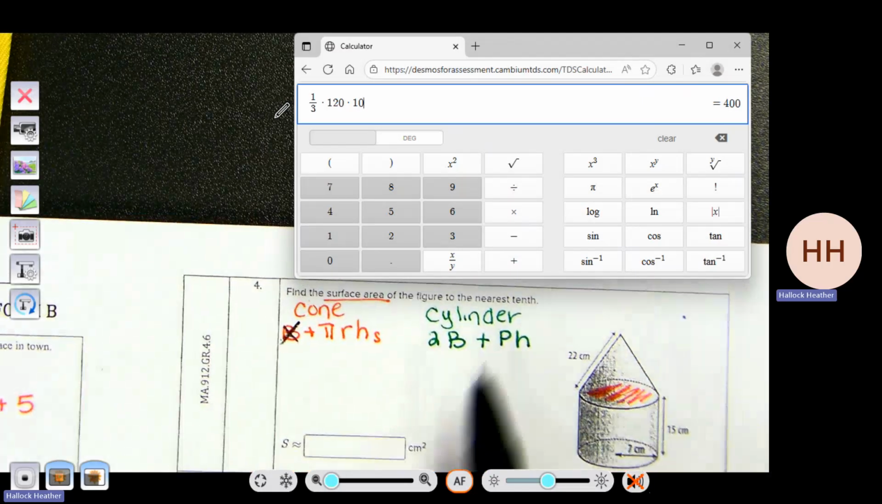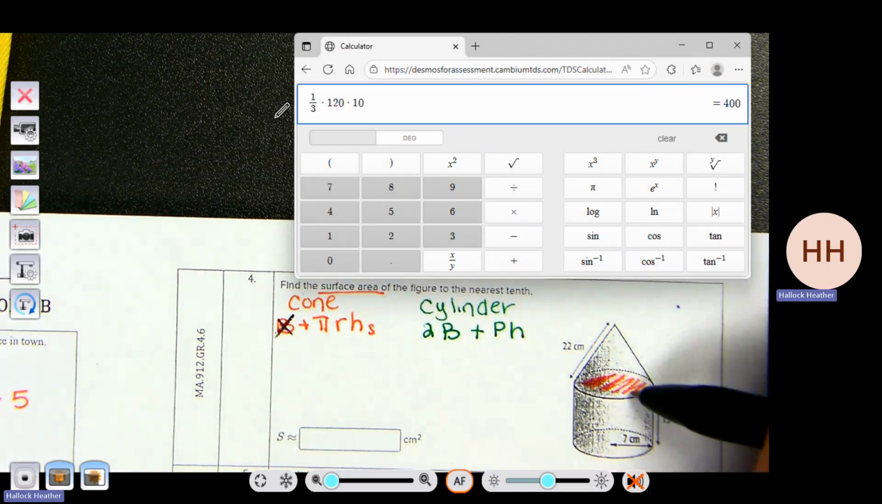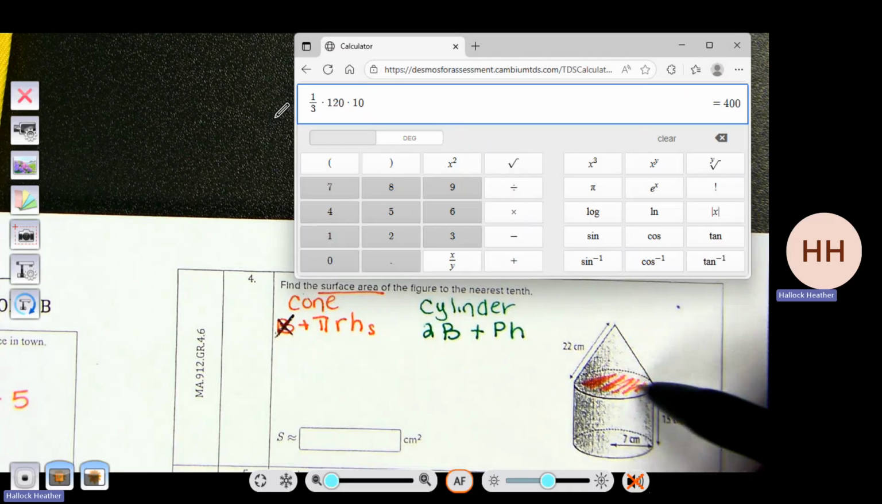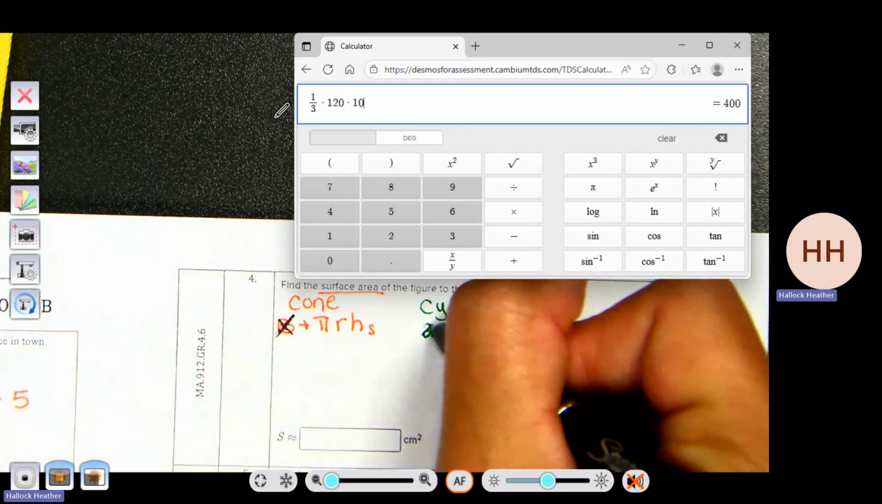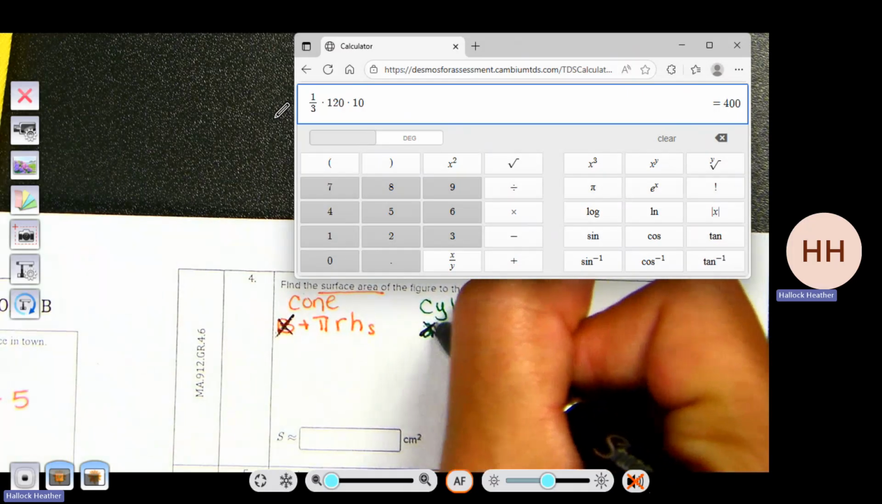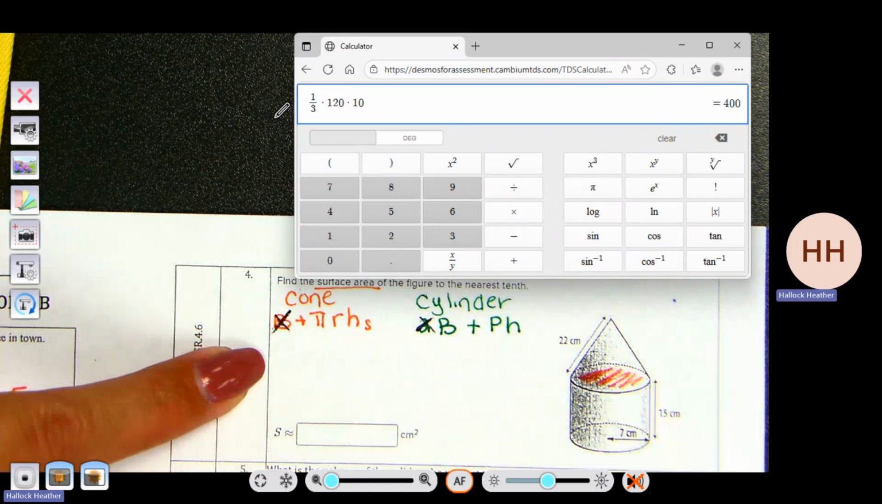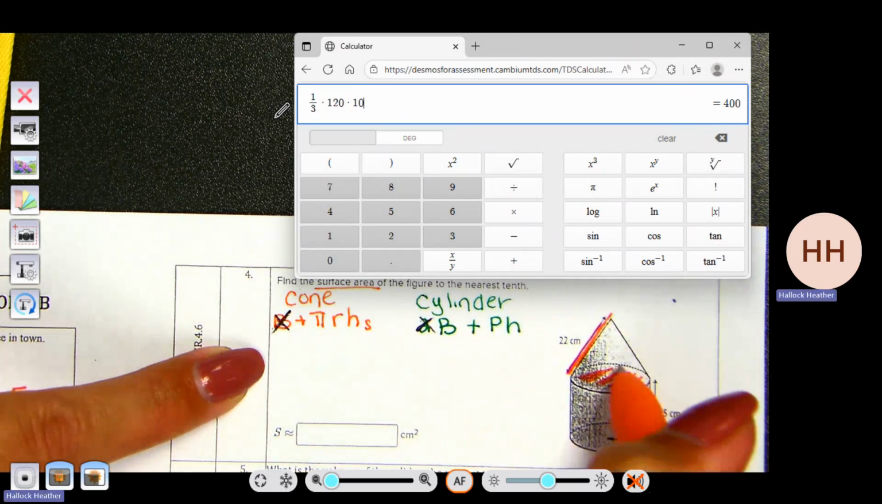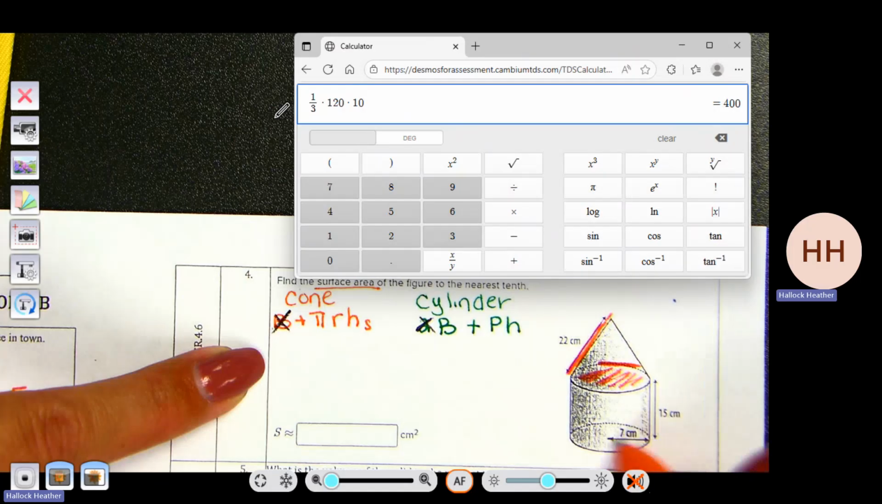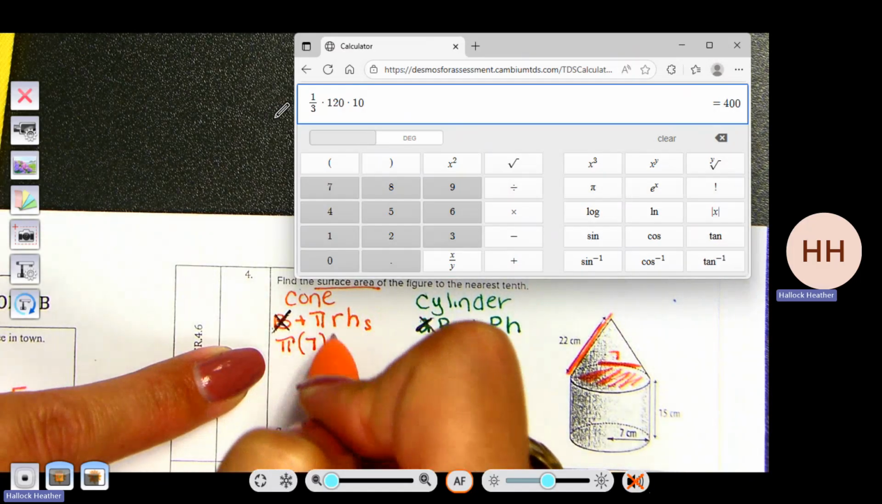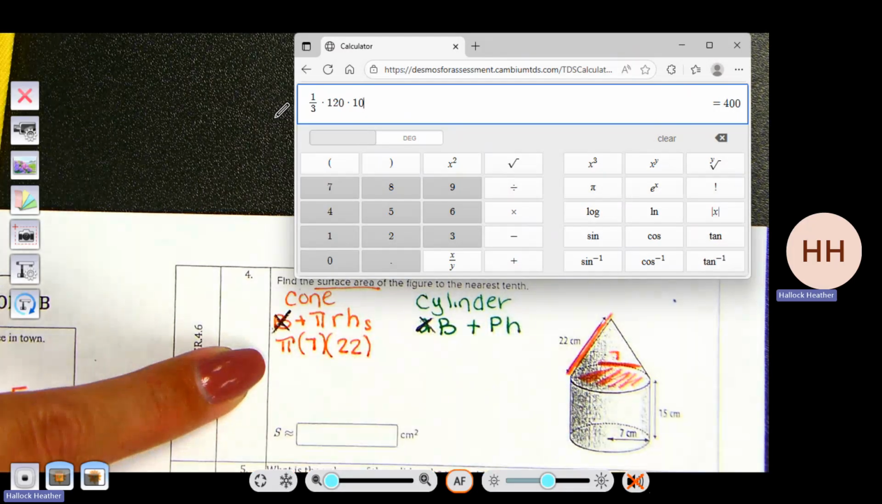I do not need the base because the base is touching. Now the cylinder also is just sharing this top piece, so I only need one base. I don't need the top because my wrapping paper is not going to touch the inside. So I do not need 2 Bs. I need technically 1 B, so I can cross out my 2. For my cone, all I need to plug in is my slant height, which is 22, and my radius, which is the same as the bottom, which is 7. So we're doing pi times 7 times 22 for my cone.